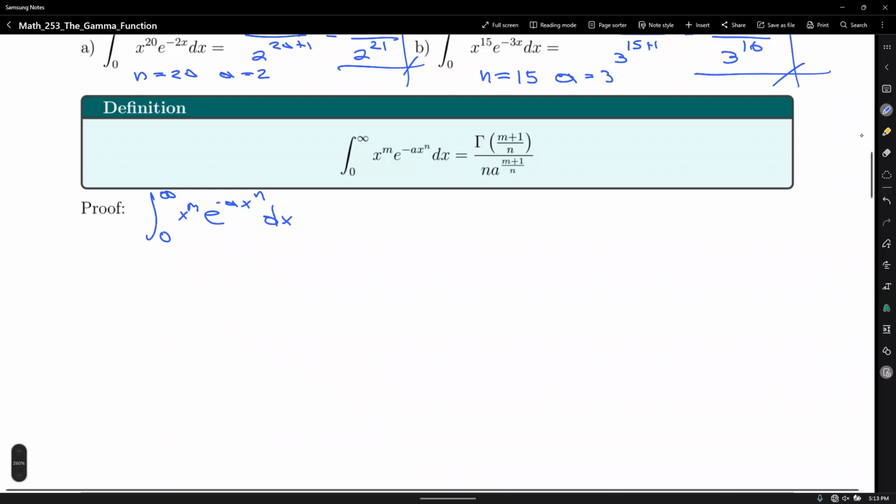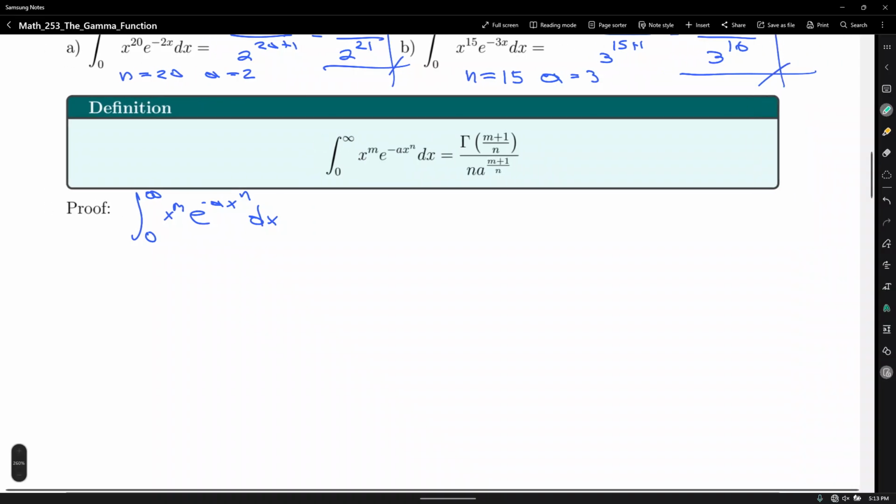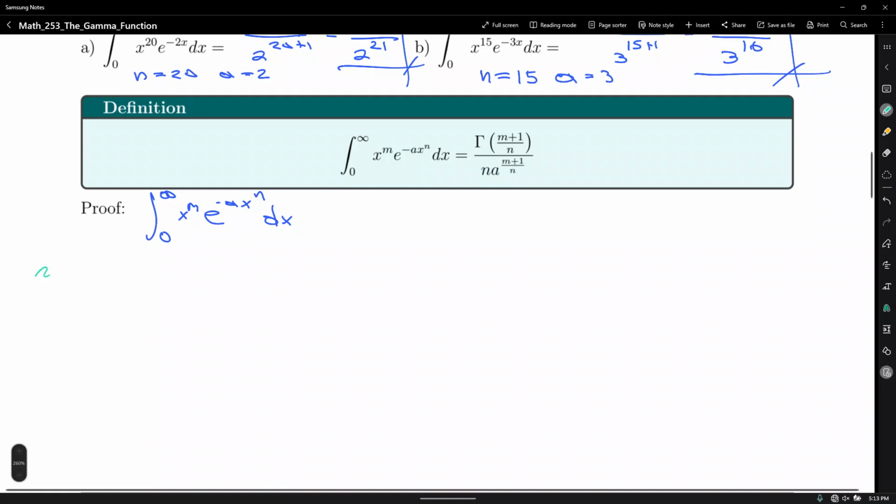So let's make the substitution t equals a x to the n power. That means x to the n power equals t divided by a. All right, and what else? Furthermore, x equals t to the 1 over n over a to the 1 over n. All right, so let me write this 1 over n like that.